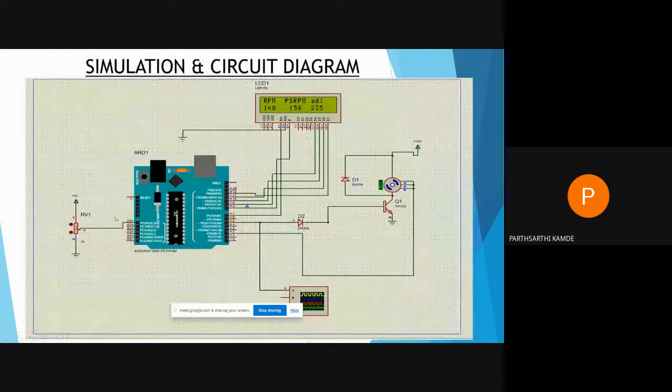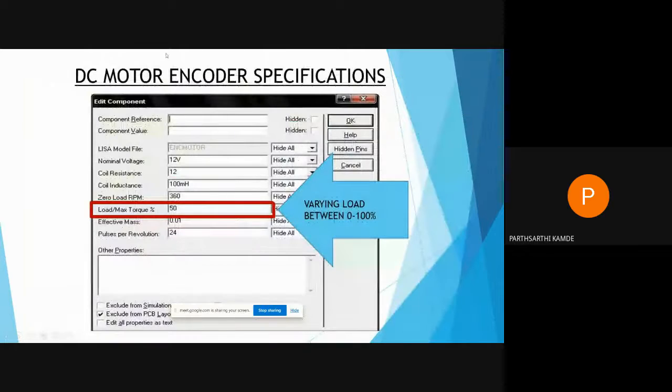So here is the circuit diagram from the simulation. This is the DC motor encoder, and here is a flywheel diode. It is the transistor that acts as a switch, and here diode D2 acts to prevent reverse flow of current. Here we have used a potentiometer to change the speed manually, and an LCD display to show the present and preset speed. To get the exact results, we have to change the load on the motor. So in simulation, we have changed the load on the motor by this provision.